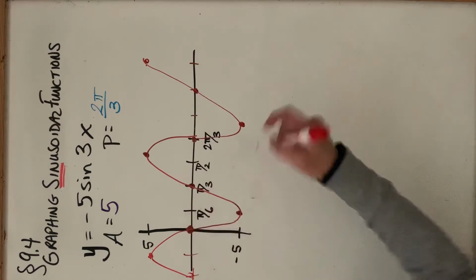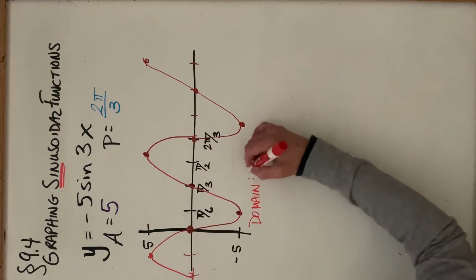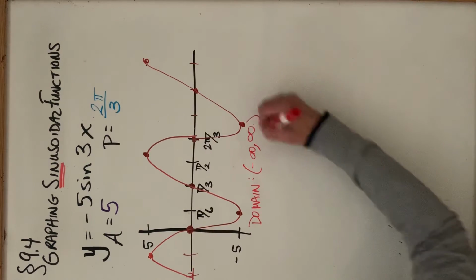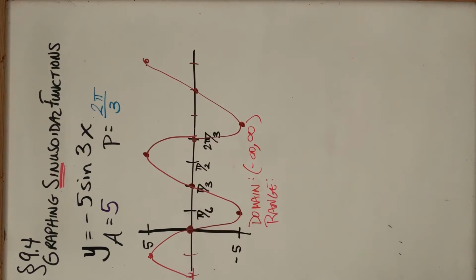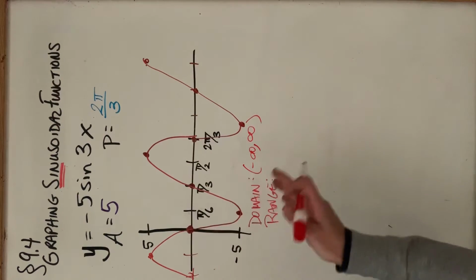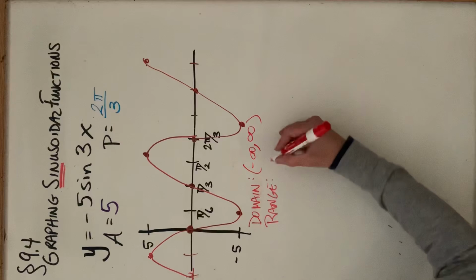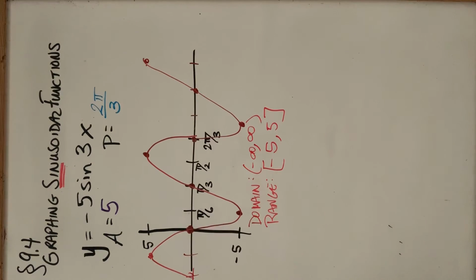Okay, so does this change the domain of our function at all? Absolutely not. Our domain is still all real numbers. Does it change our range? Sure, we said the amplitude is going to affect the range, right? Because that affects how tall our graph is, so what the maximum is and what the minimum is. So our range then will be from -5 to +5. That would make sense? Okay, super.